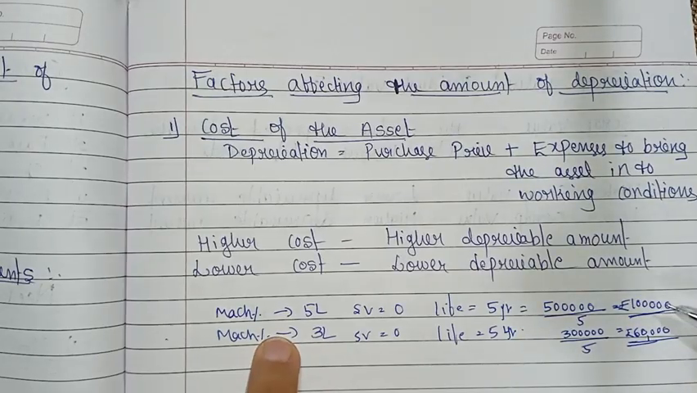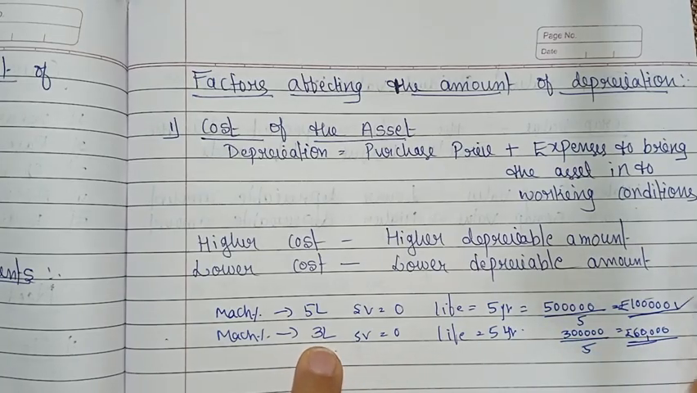See, the machine costing rupees 5 lakh is more than the one costing rupees 3 lakh, so it has the higher depreciable amount, that is rupees 1 lakh. The lower cost, rupees 3 lakh, has a lower depreciable amount, 60,000, which is less than 1 lakh. So higher cost means higher depreciable amount, and lower cost means lower depreciable amount. So the first factor affecting the amount of depreciation is the cost of the asset. If the cost of the asset is more, it results in a more depreciable amount, and if the cost is less, it results in a lower depreciable amount.